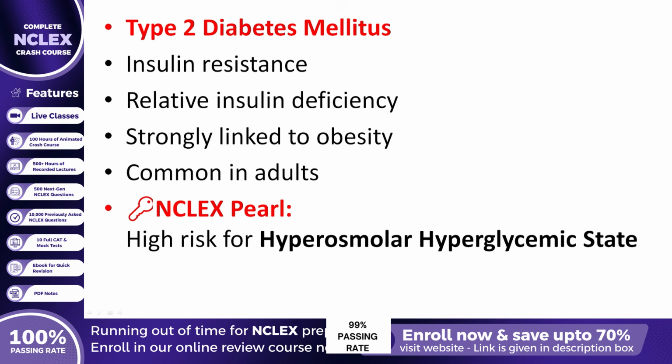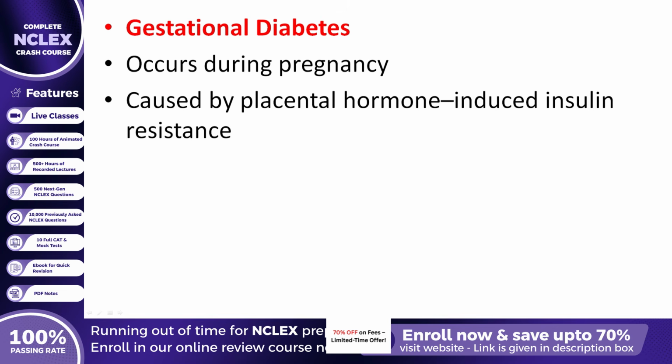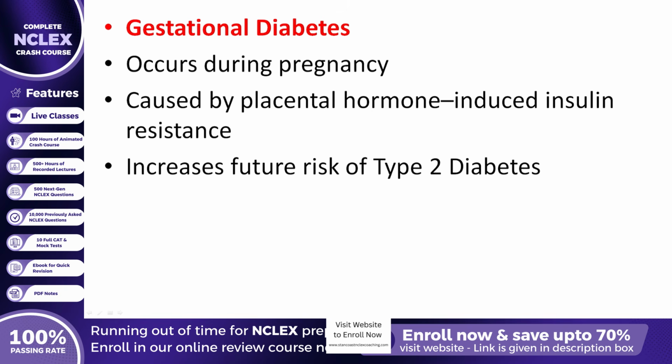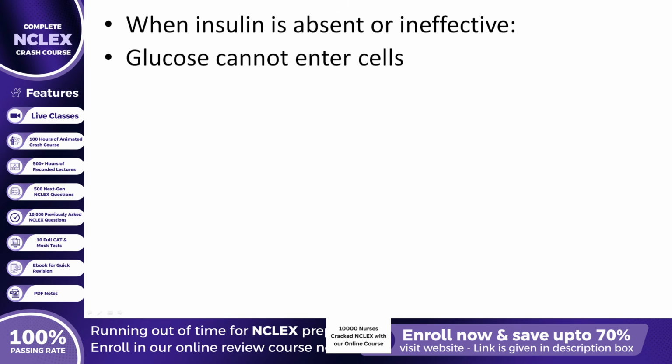Next, let us briefly address gestational diabetes, which occurs during pregnancy due to placental hormone-induced insulin resistance. Although it typically resolves after delivery, it significantly increases the mother's risk of developing type 2 diabetes later in life. Additionally, it increases the risk of having a large for gestational age infant and neonatal hypoglycemia.